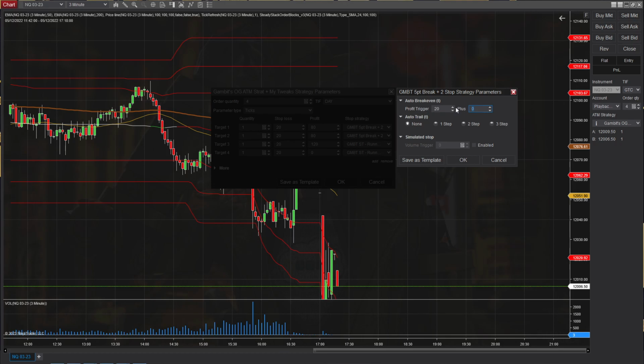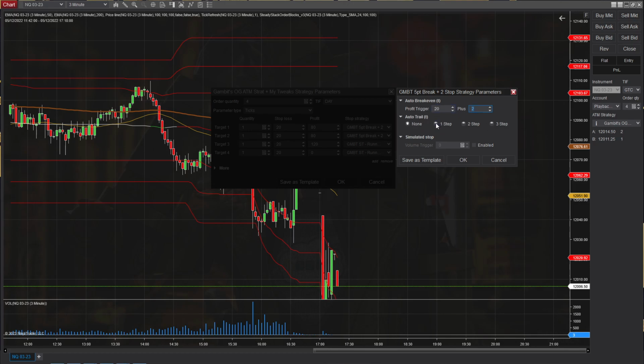So let's say if you put 2 here instead of 0, then it's going to move to your entry price plus 2 ticks. I mean that the 2 is going up into the profit, right? Regardless of whether it's a buy or a sell. If you go -2, then it's going to go below. So you're losing 2 ticks if it hits the point, obviously. So that's that. That's the auto break even.